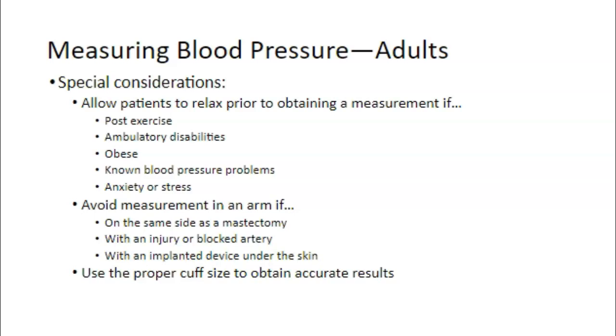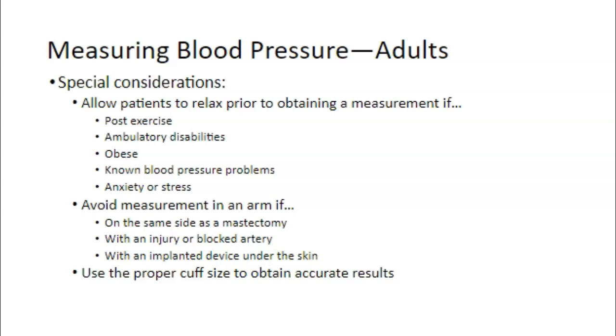There are certain situations when you can't use a specific arm. If a patient's had a mastectomy, it's better not to take a blood pressure on that arm. If there is some problem with the artery, like an implanted device under the skin, or if they're going to dialysis and they've got a shunt or something like that, you're not going to want to take the blood pressure on that side.